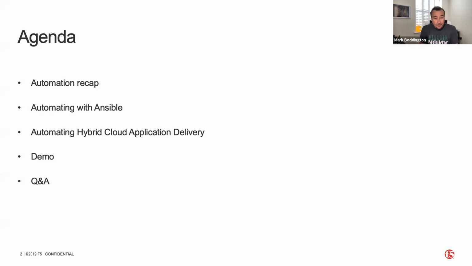So today's agenda, we're going to quickly do a recap of the automation webinar that we ran a little while ago, which was basically covering automation and security from a high-level business perspective. Then we're going to talk about automating using Ansible tools, along with NGINX Controller and NGINX Plus. We'll then go on to automating hybrid cloud application delivery, and we'll finish off with a demo followed by Q&A.